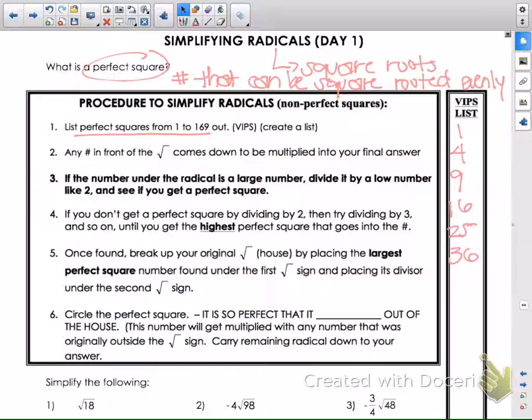36, 49, 64, 81, 100. We're only going up to 169 because that's up through 13. 121, square roots to 11. 2 more, 144 and 169, which gives us 13.